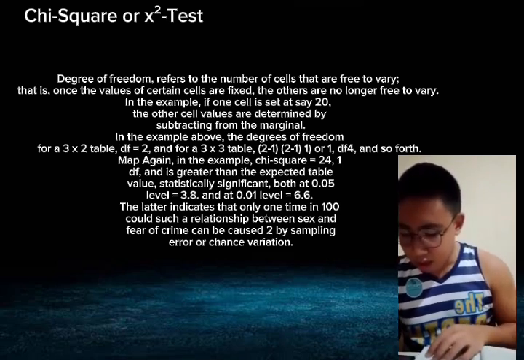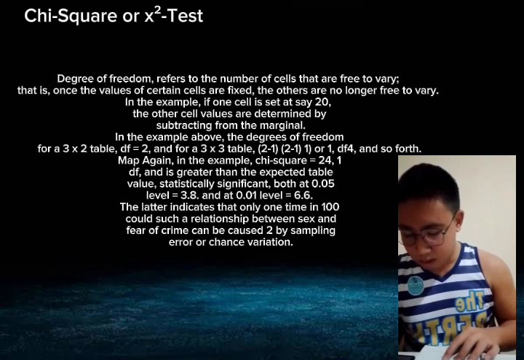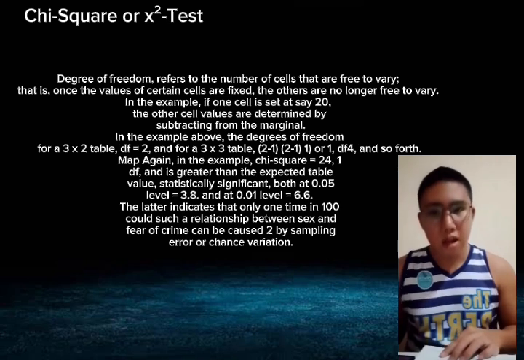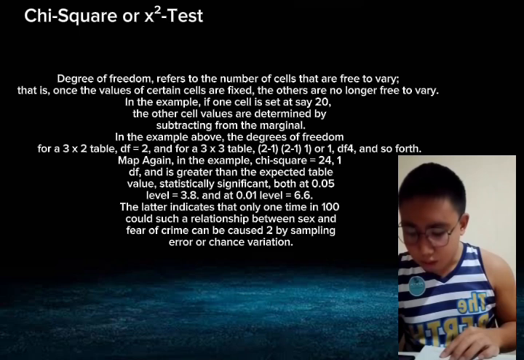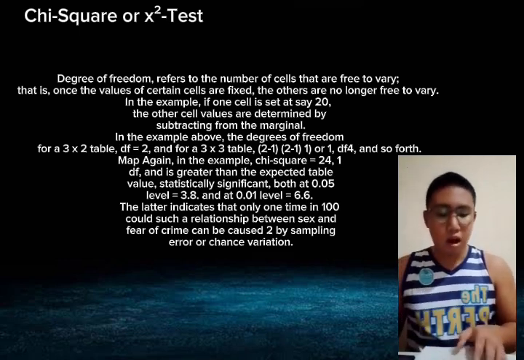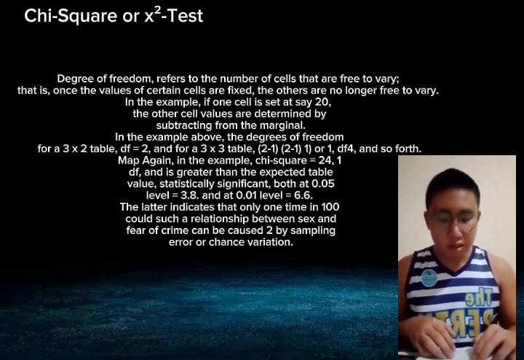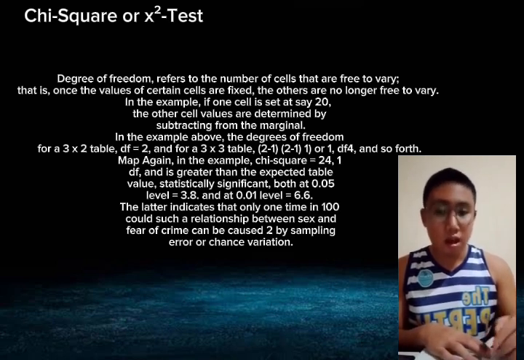So let's say that here in the example, a cell is set at 20, the other cell values are determined by subtracting from the marginal. So our marginal here is 20, and the other cells will be deducted or subtracted from the 20. In the example above, the degrees of freedom for a 2 by 2 table, df is equal to 1. For a 2 by 2 table it is 2 minus 1 times 2 minus 1. So how in the world did it become 1? It became 1 because we have 2 rows and 2 columns here in table 12. That's why 2 minus 1, for both the rows and the columns.